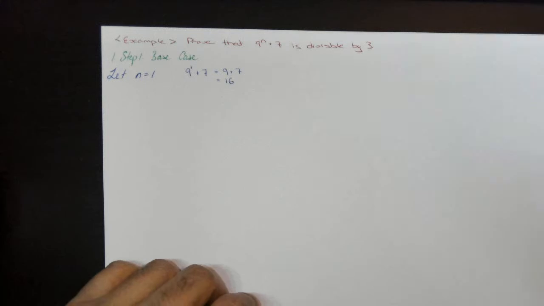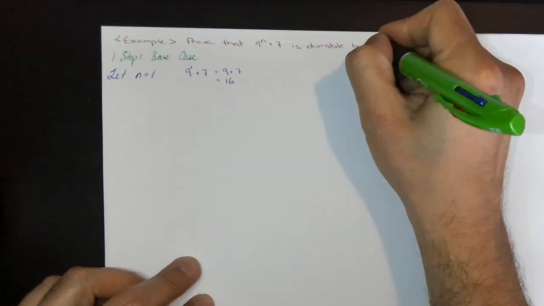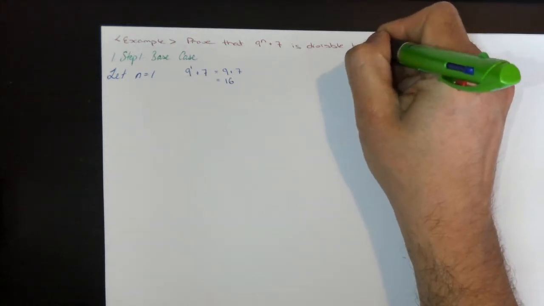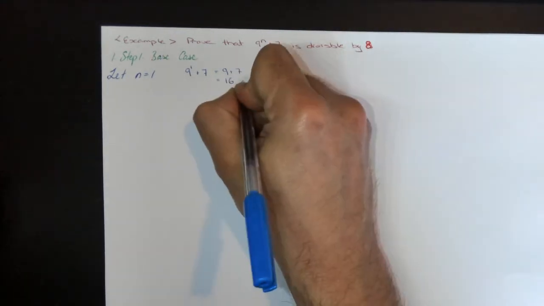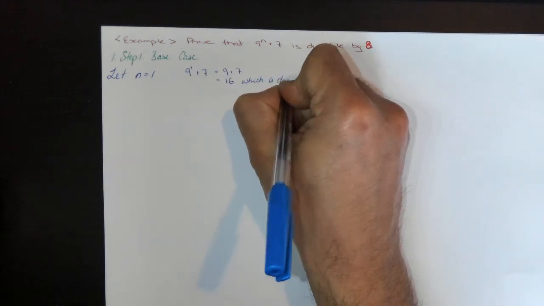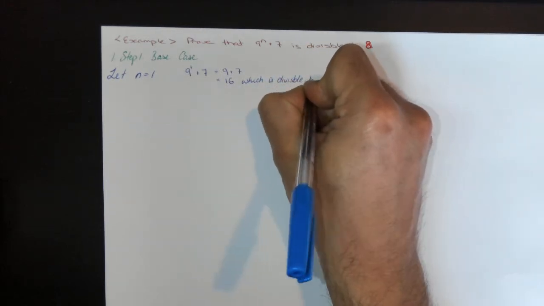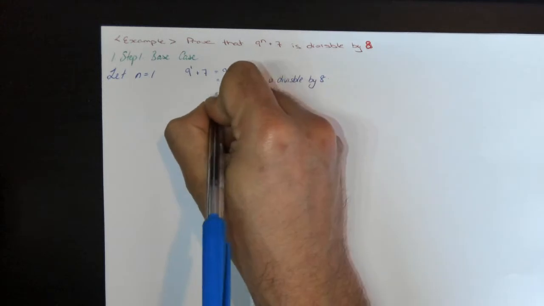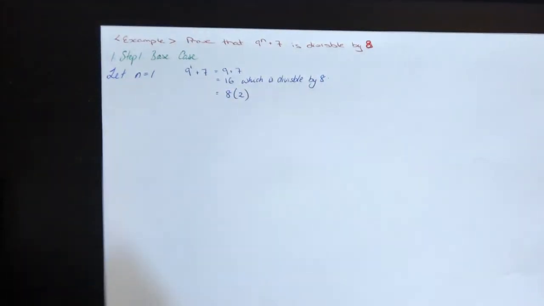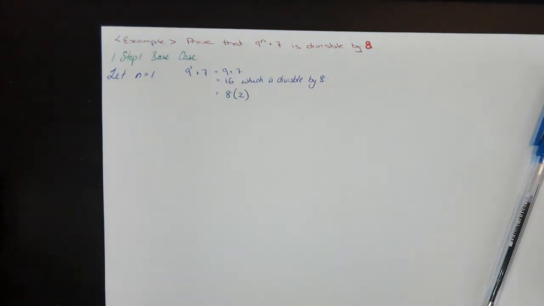That equals 16. Sorry, not divisible by 3, we want divisible by 8. Sorry, I wrote the question down. This should be divisible by 8. So this is 16, which is divisible by 8. What it is, it's 8 lots of 2. Okay. So that's the first step.